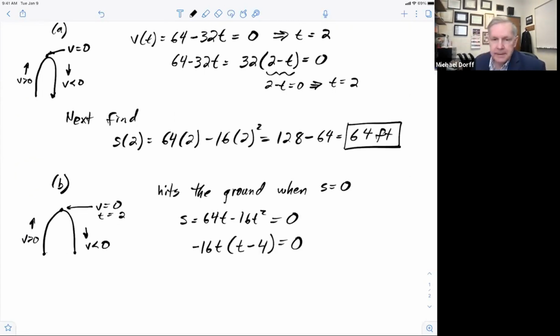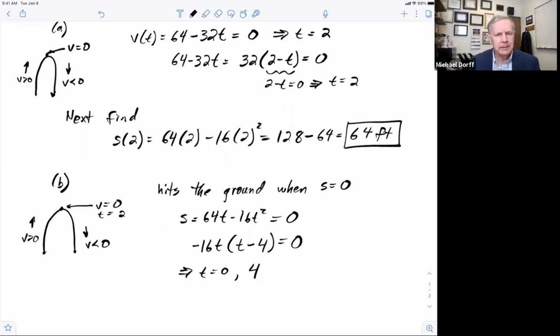And now when does negative 16t times t minus 4 equal 0? Well, that means that either t equals 0 or t equals 4. So does this mean it hits the ground twice? No. What happens when t equals 0? Well, that's before you threw it, before it was projected into the air. And then t equals 4 is when it hits the ground.